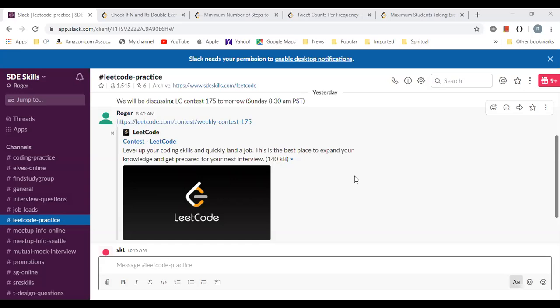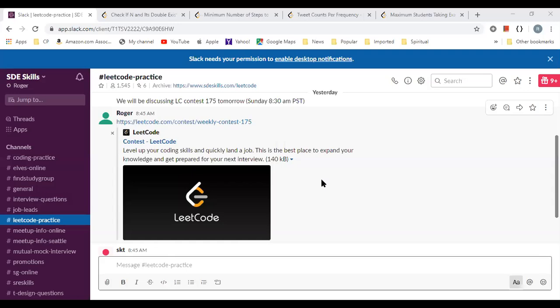In general, there are four problems, and most of the time I have seen you will have one easy, two medium, and one hard problem. Sometimes they may have three mediums, sometimes they may have two easy, but that's how it works. So we'll try to solve these four problems. We'll go through the approaches in around an hour.